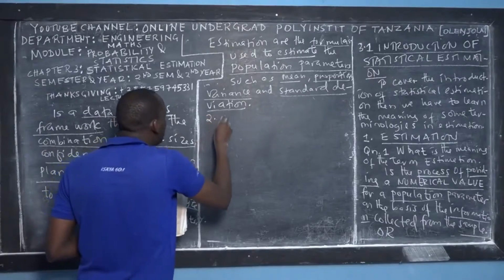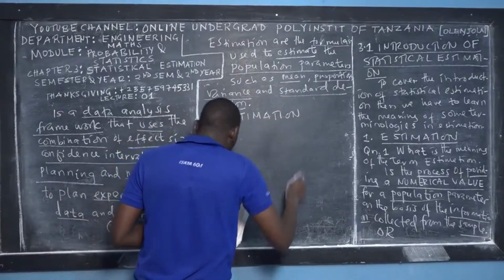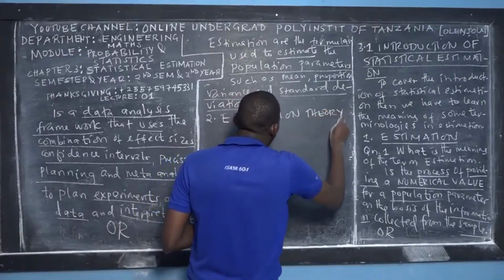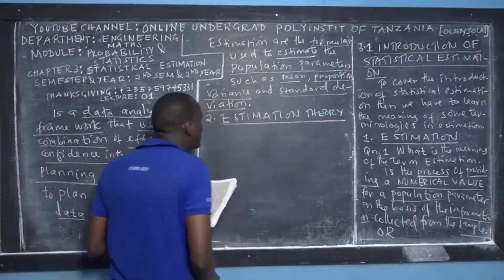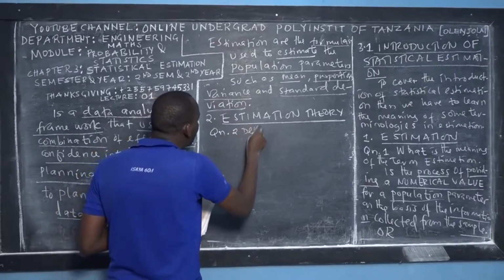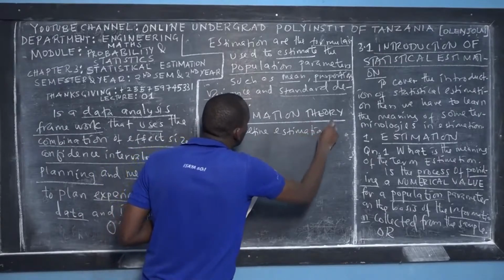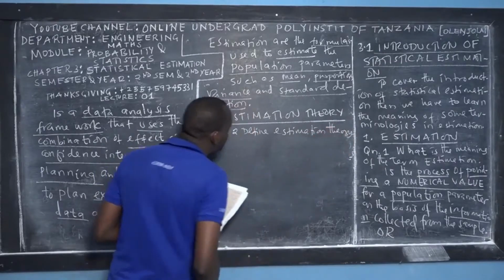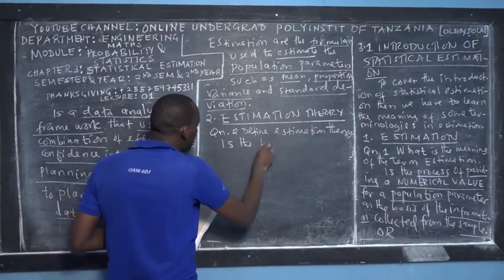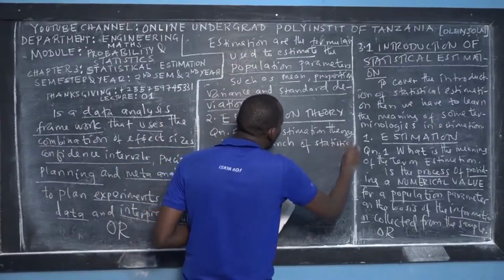Again, the second terminology is called estimation theory. Mathematicians such as Gauss developed something we call in mathematics estimation theory. So this is question 2: define estimation theory. What is the meaning of estimation theory, the one we are learning right now? Estimation theory is a branch of statistics.